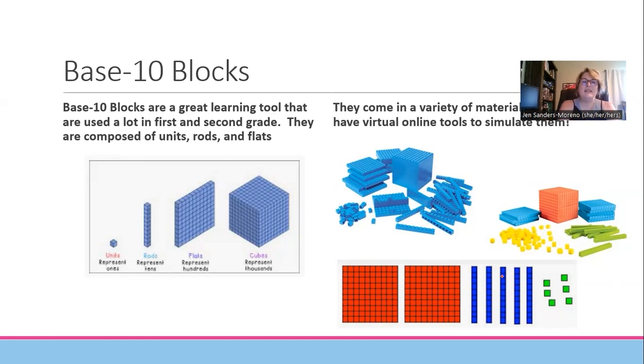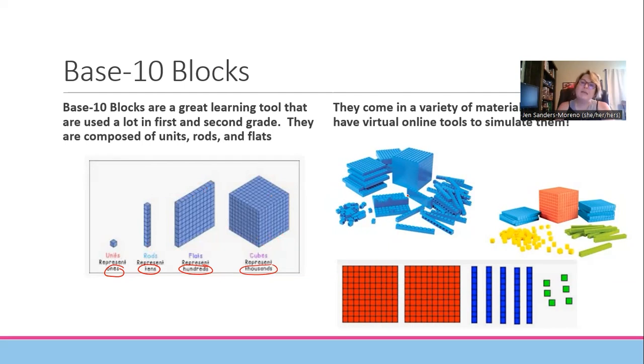And what we've got is each shape represents a place value. So if you think of our place value system, we have ones, tens, hundreds, and thousands. And so what we have is one little cube, but it's honestly called a unit. A stick, which is called a rod, represents 10. The flat is 100, and then a cube is 1,000.